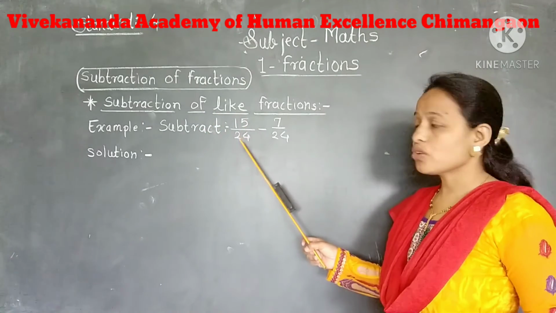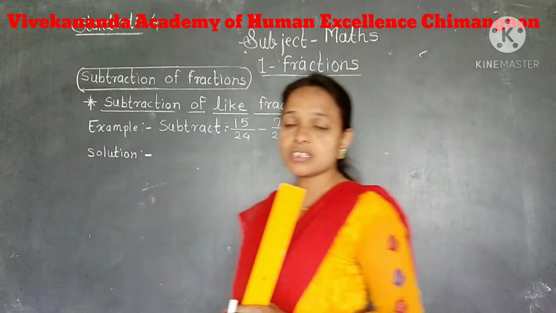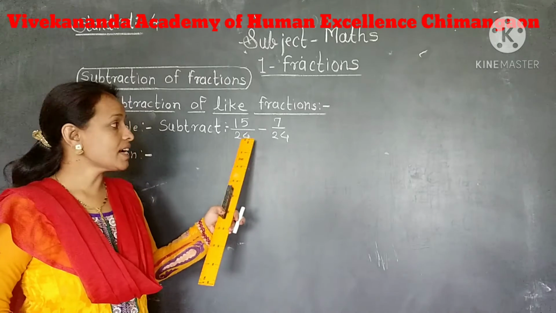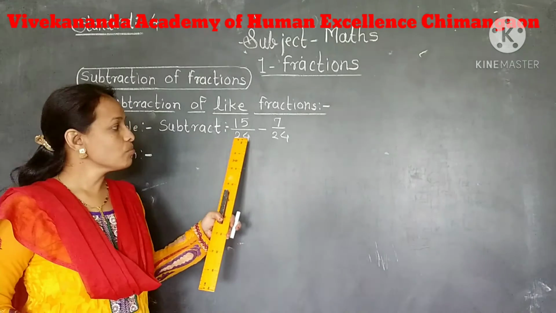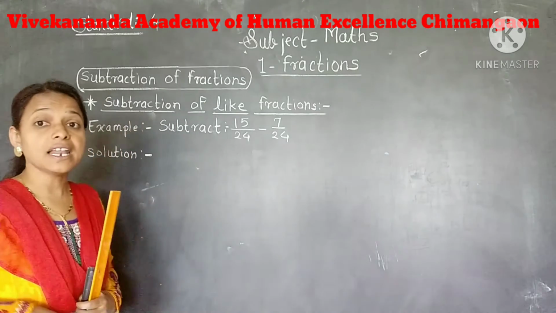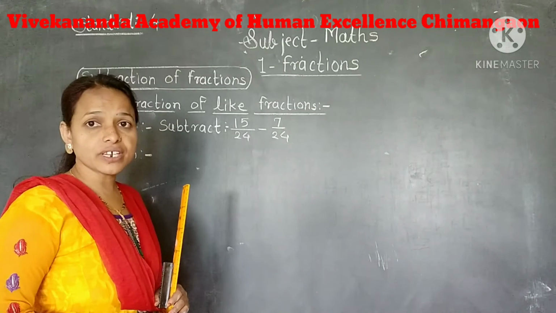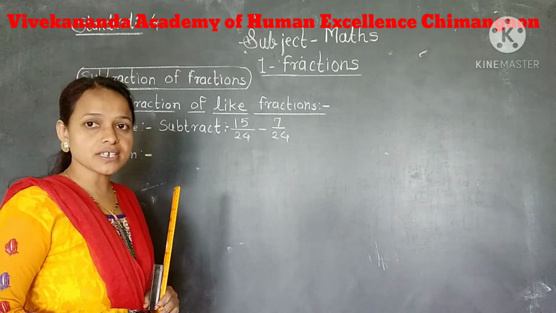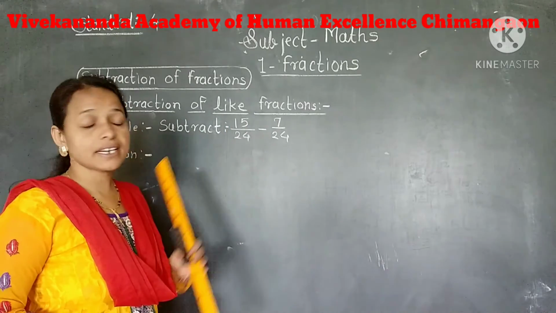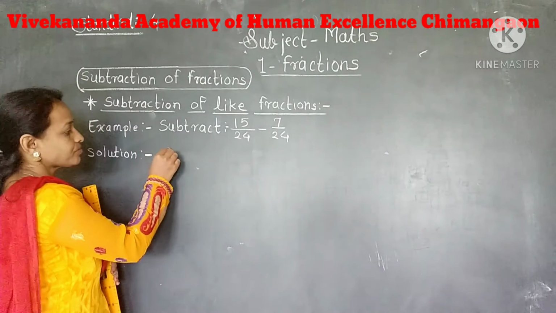Subtract 15 upon 24 minus 7 upon 24. If you observe this example, then you understand that these are like fractions because both fractions have denominator 24. So these are like fractions. Now, in addition of fractions we have learned that if fractions are like fractions, then we have to subtract only its numerator. So we will solve it.